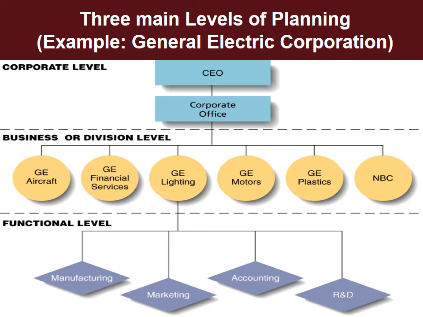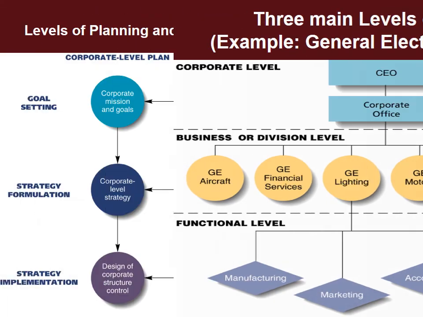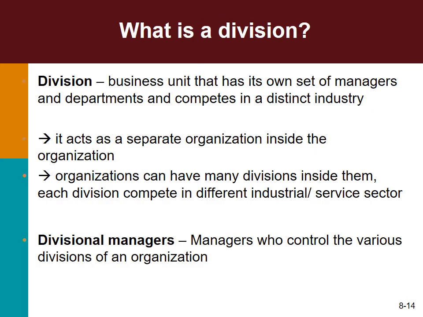What do we mean by these divisions? The aircraft division, the financial service division. These are examples inside the General Electric Corporation. But these are divisions inside the organization. Okay? What do we mean by divisions? A division is a business unit that has its own set of managers and departments and competes in a distinct industry. Okay? The division is a separate business unit inside the organization.